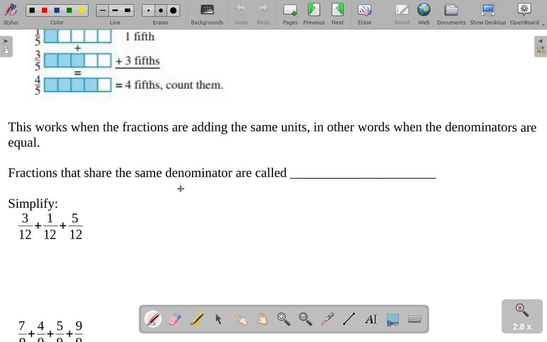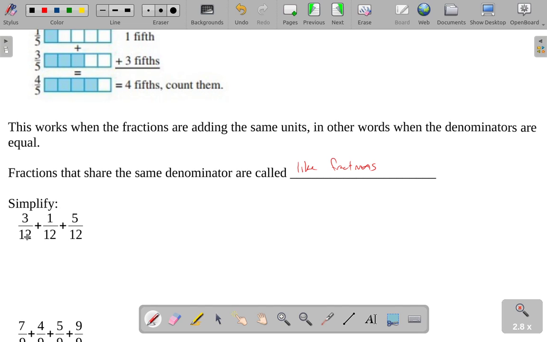Let's see, fractions that share the same denominator. Oh, these are called like fractions. When they have the same denominator, they're called like fractions. All right, so here's an example of 3 fractions that are like fractions because they all have the same denominator. They're all in the number of twelfths.